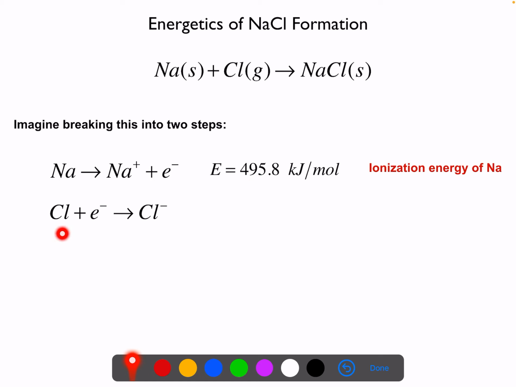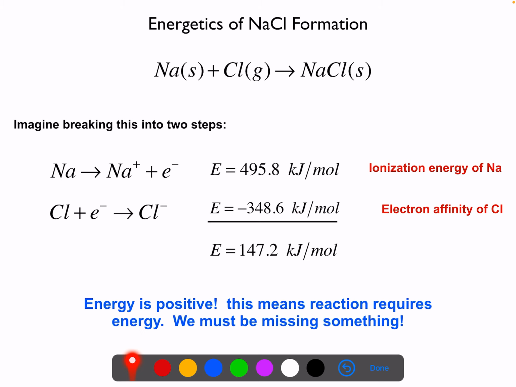If we're adding an electron to chlorine, that is going to release energy, and this is known as the electron affinity, how strongly chlorine attracts an electron. This is a negative energy because energy is being released, and in this case, it's negative 348. This is the electron affinity of chlorine. If we add these two energies together, we end up with a positive 147.2 kilojoules per mole.